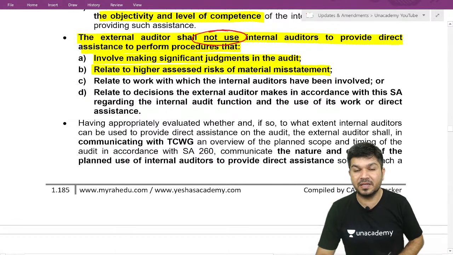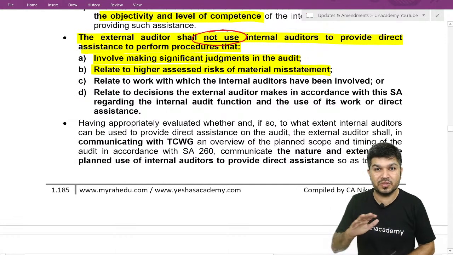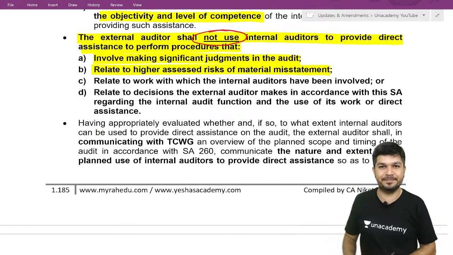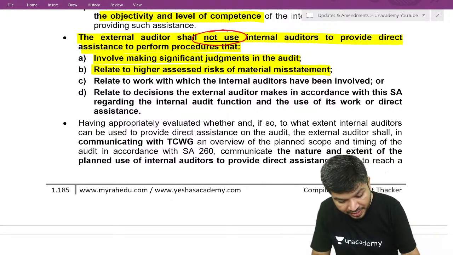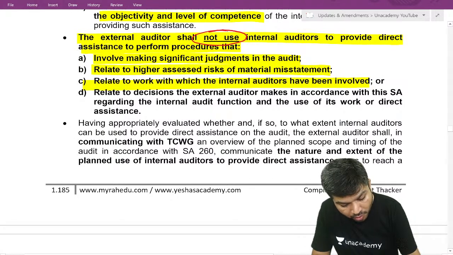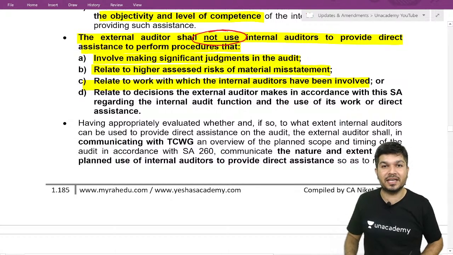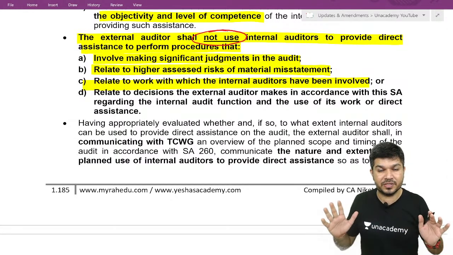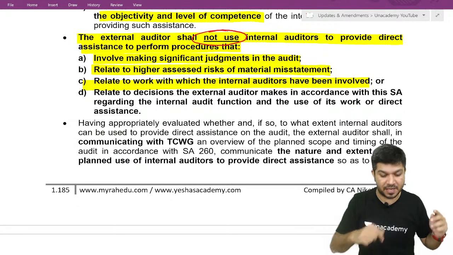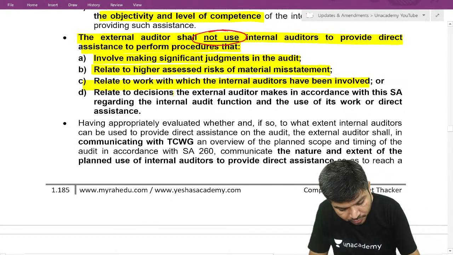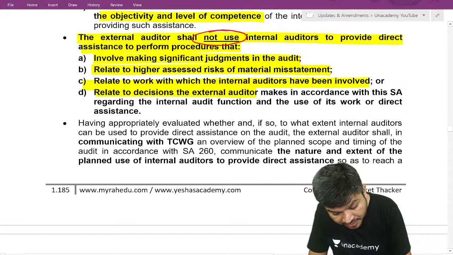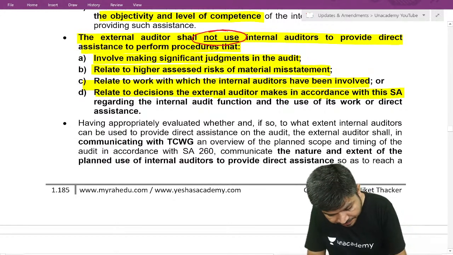Third, I cannot tell them to check the work they have only done. So I cannot use them to check things related to work in which they were involved. They were the ones who did it. I cannot tell him to check their own work. And fourth, I cannot tell them to take a decision which I, the external auditor, have to make in accordance with this standard.